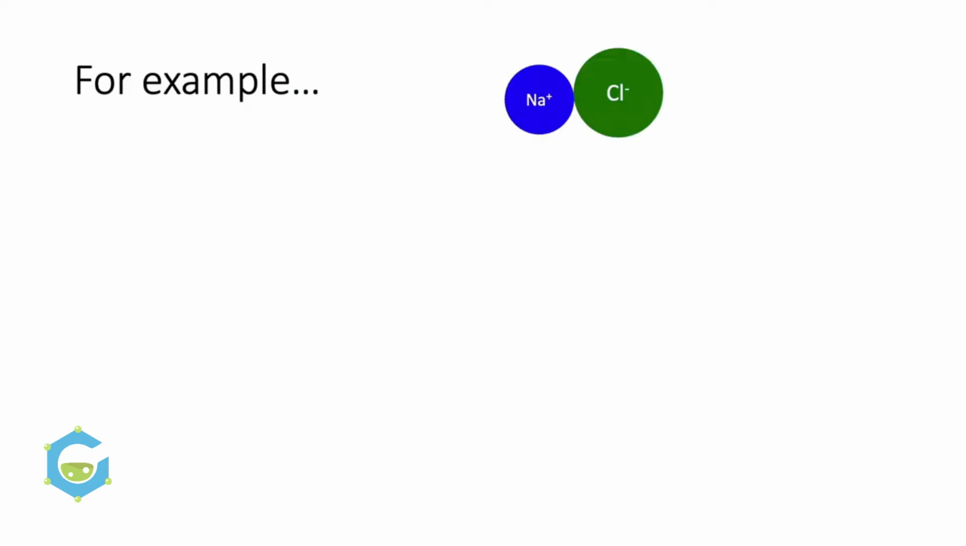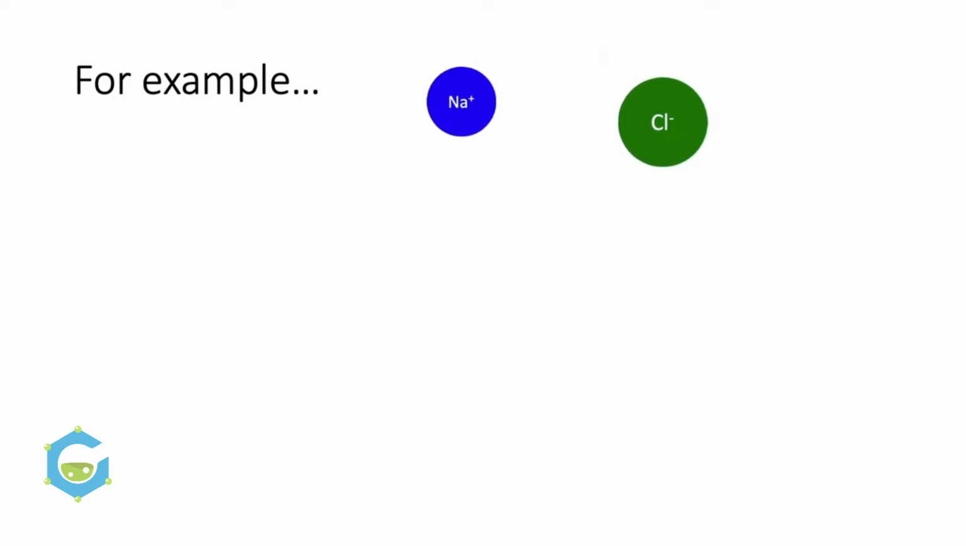So for example, if you have sodium chloride, the sodium and the chloride will come apart. For every 1 mole of sodium chloride you have, you'll end up with 1 mole of sodium ions in solution and 1 mole of chloride ions in solution. And this works for other ions as well. If you throw 1 mole of potassium bromide in solution, you'll end up with 1 mole of potassium ions in solution and 1 mole of bromide ions in solution.